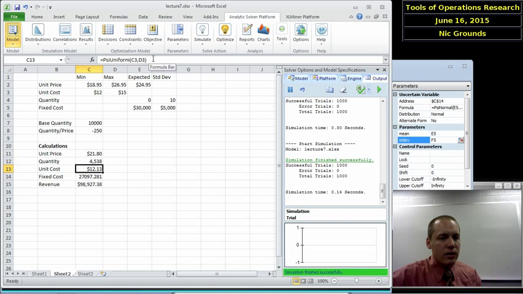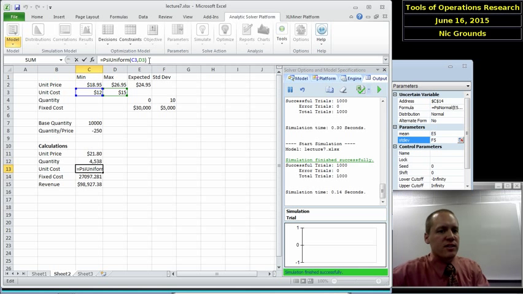Okay. So unit cost was uniformly distributed. There are two parameters to a uniform distribution, the minimum and the maximum. So you can literally just enter equals PSI uniform, and then in parentheses your minimum, comma, your maximum. Those are what I had in cells C3 and D3.